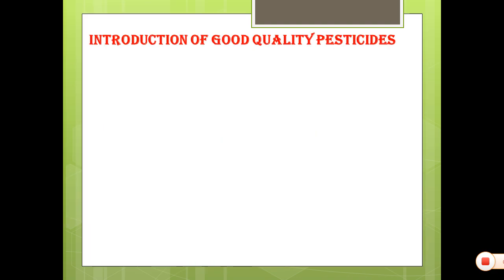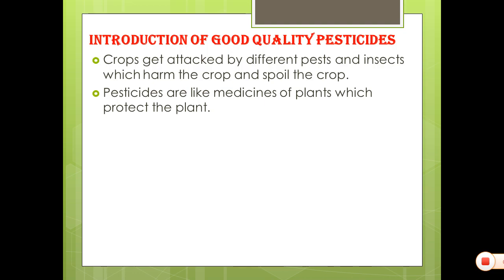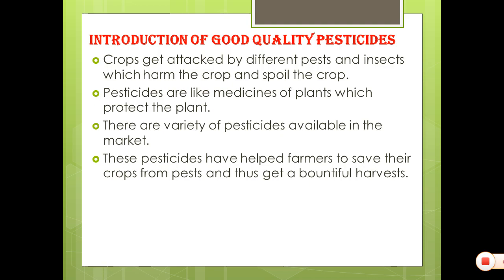Now, the seed is developed, fertilizer is also given for the growth. After the growth, it is also important to take care of the crop which is grown. So, the introduction of good quality pesticides is also important. Crops get attacked by different pests and insects which harm and spoil the crop. Pesticides are like medicines for plants which protect the plant. These are varieties of pesticides available in the market. These pesticides have helped farmers to save their crops from the pests and thus get a bountiful harvest.